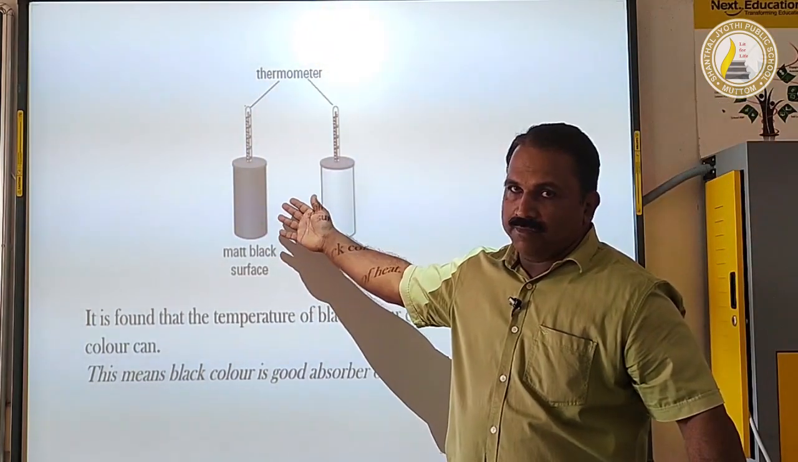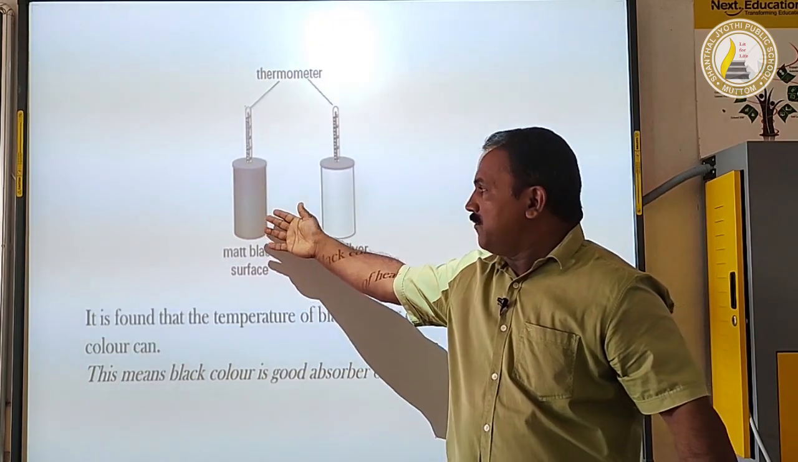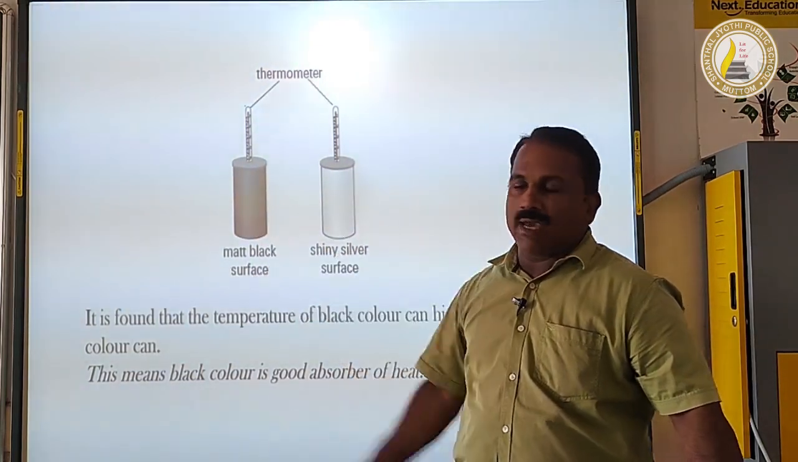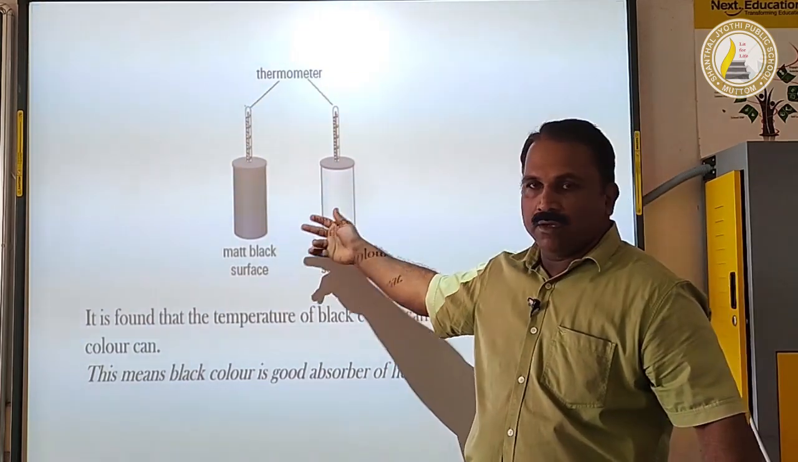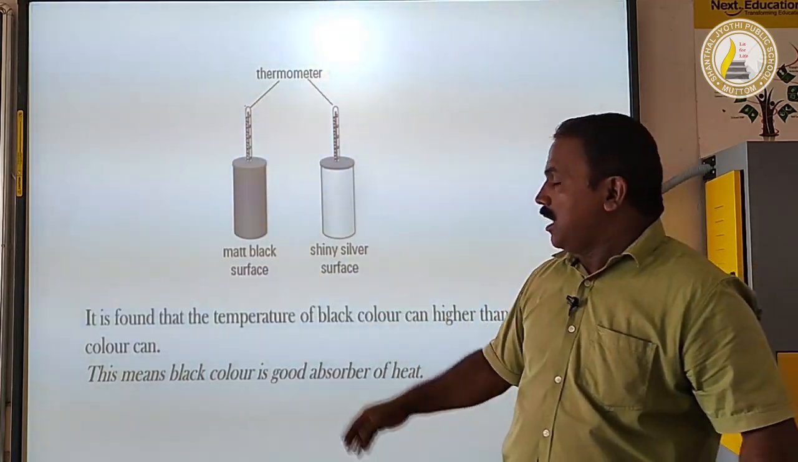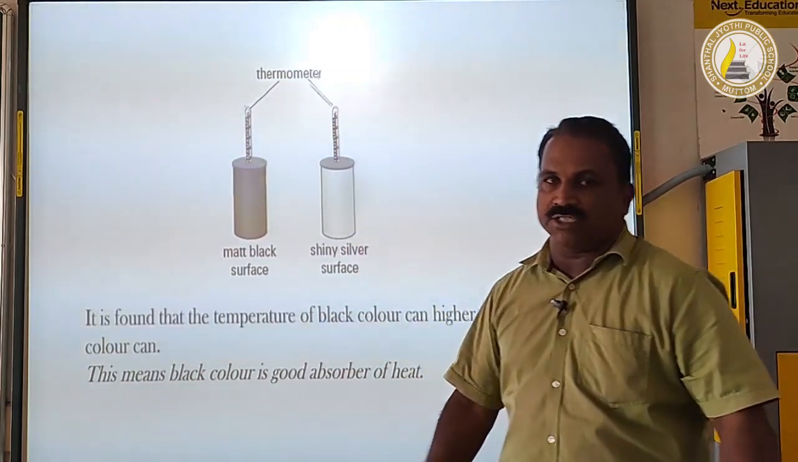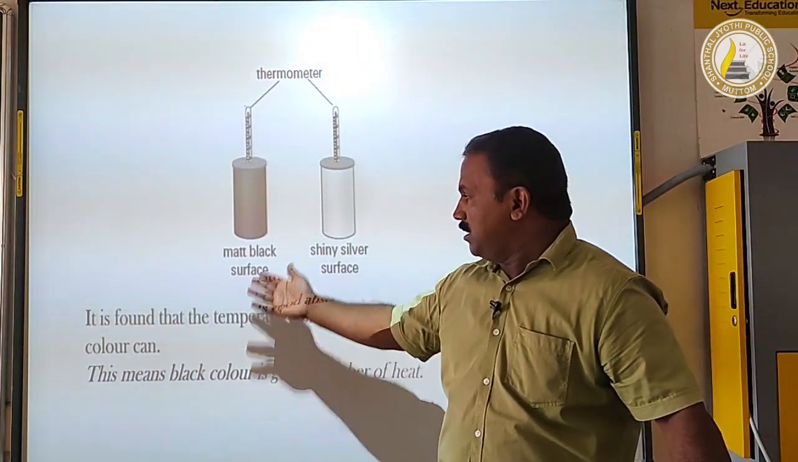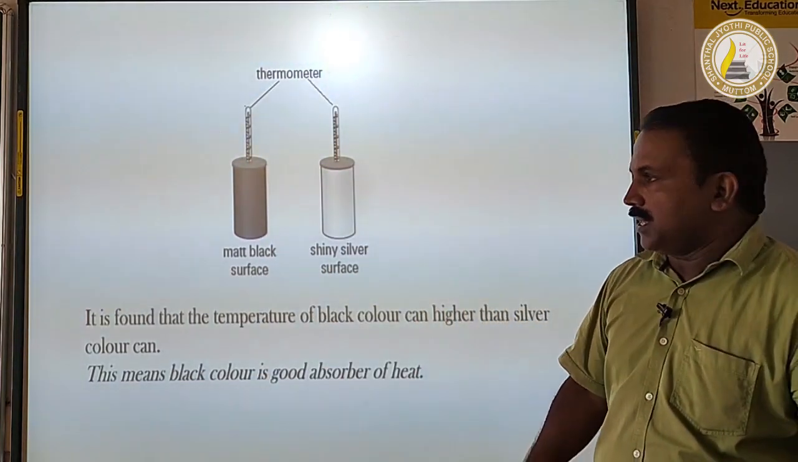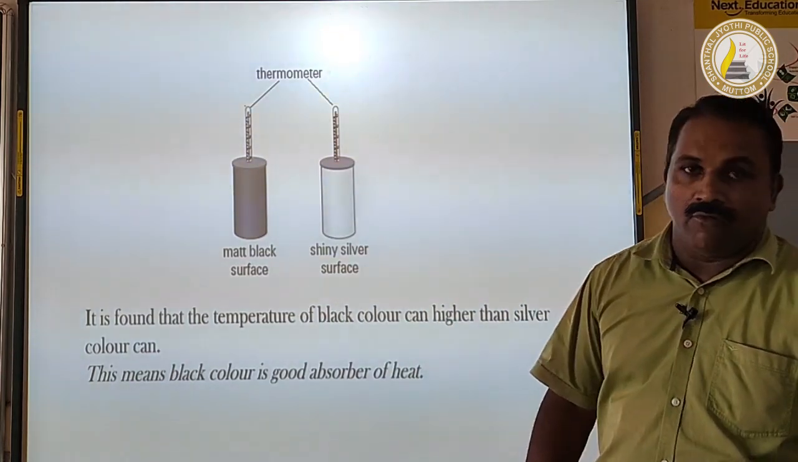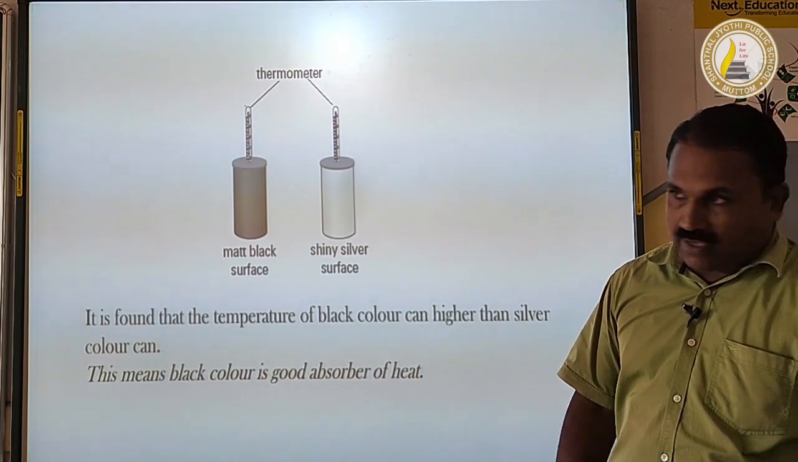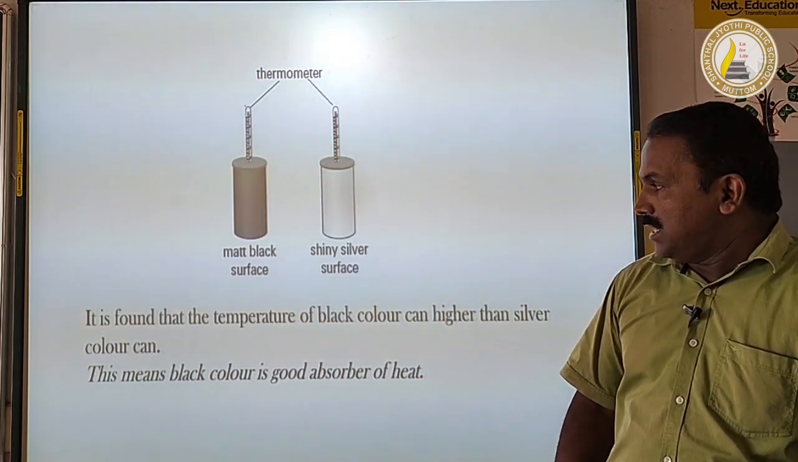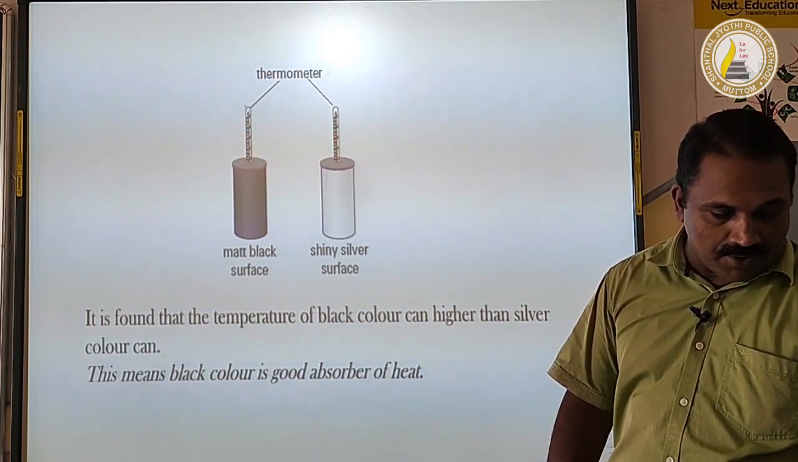Here you can see, take the same amount of water in both the black can and the white or shiny silver can, then keep them in sunlight and after some time we can observe the temperature. The temperature of the black can is higher than the temperature of the white can. From this activity we can conclude that a black surface absorbs more heat energy.